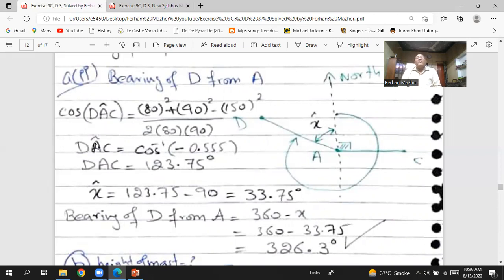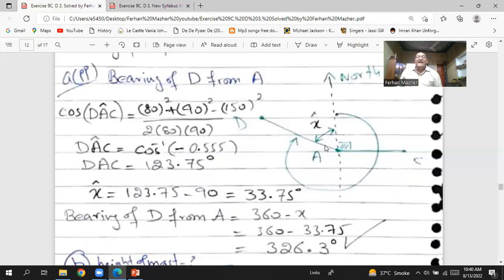You get minus 0.555. So DAC will be cos inverse of minus 0.555, bracket close, and you will get 123.75 degrees. So this whole angle, DAC angle, is 123.75, and this angle is 90. So from 123.75 subtract this 90, you will get this angle, whose name is X, and that will be 123.75 minus 90, and that will be 33.75.